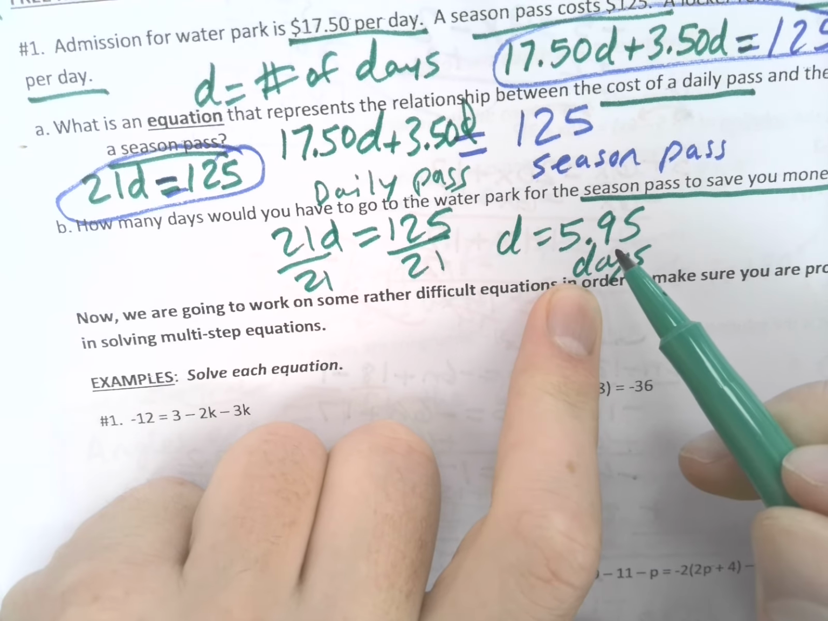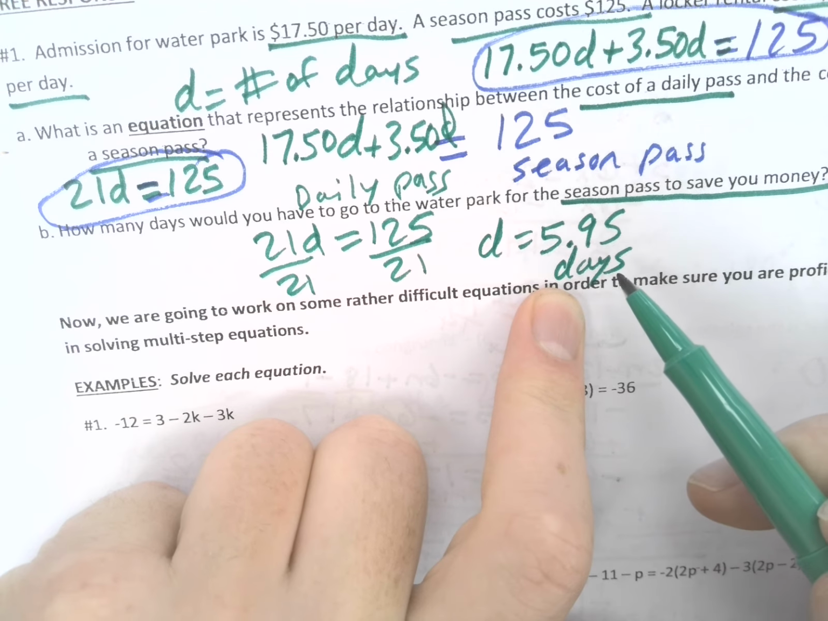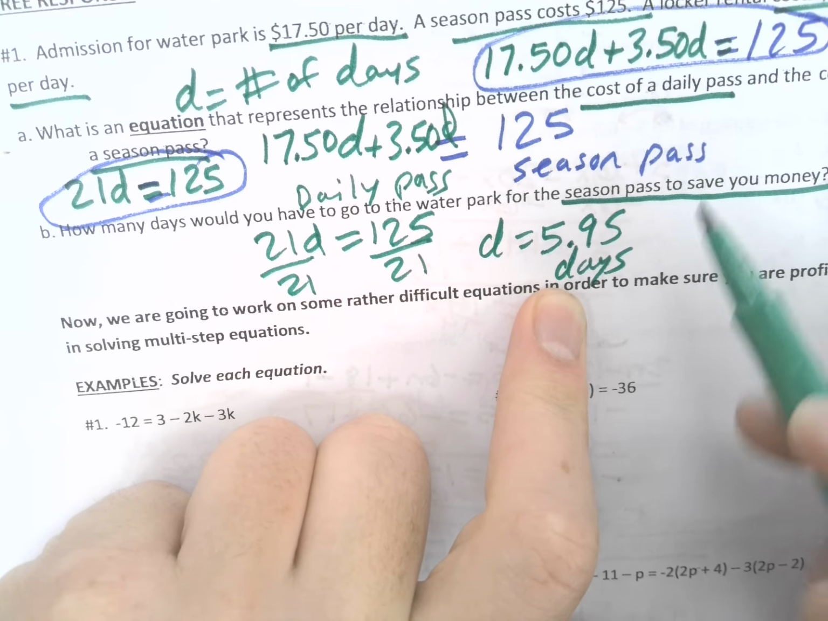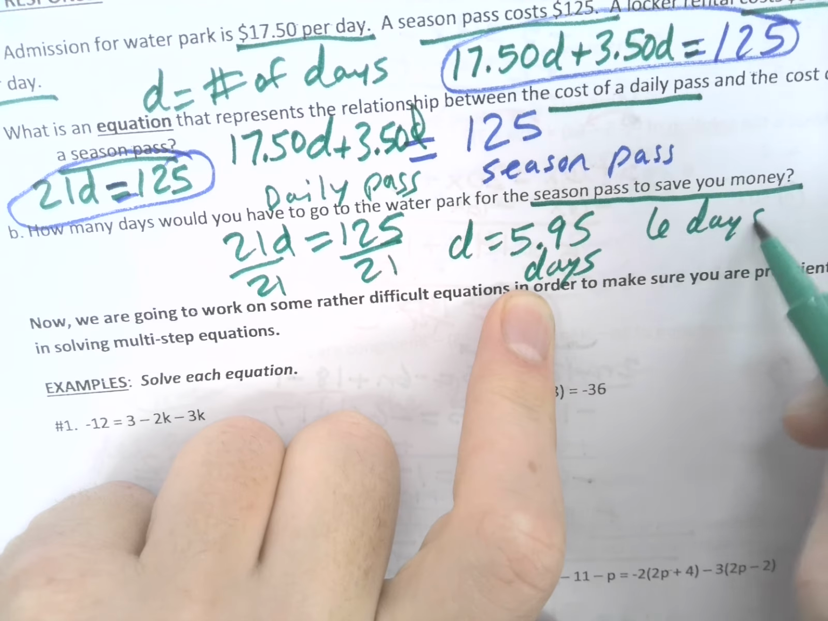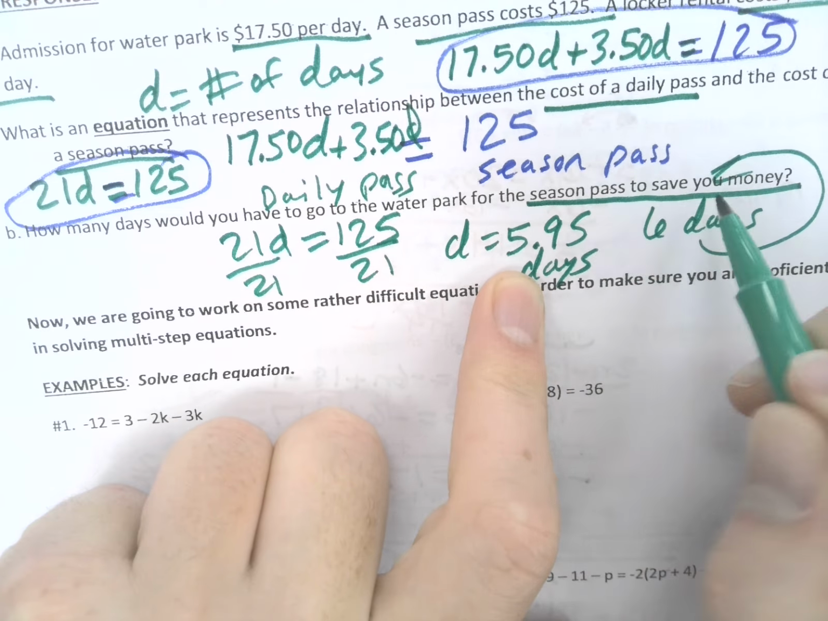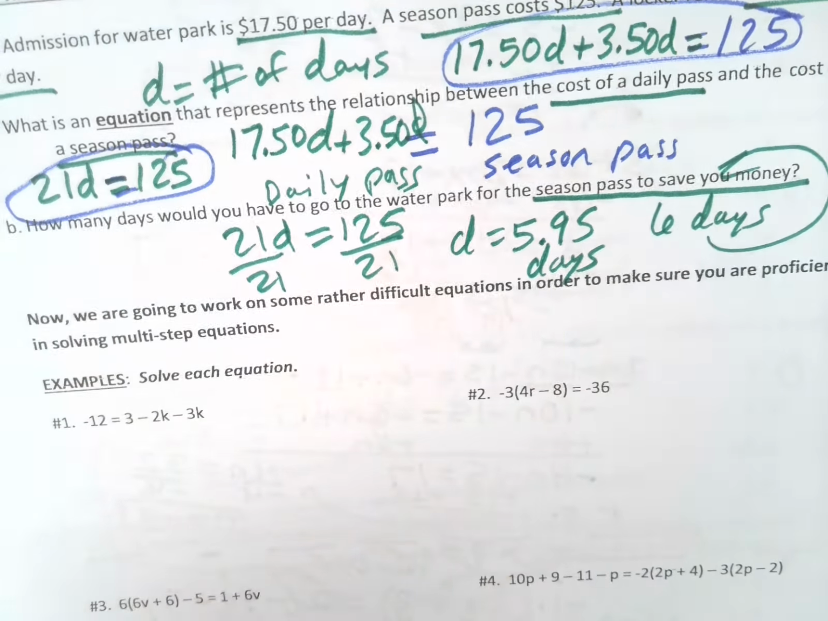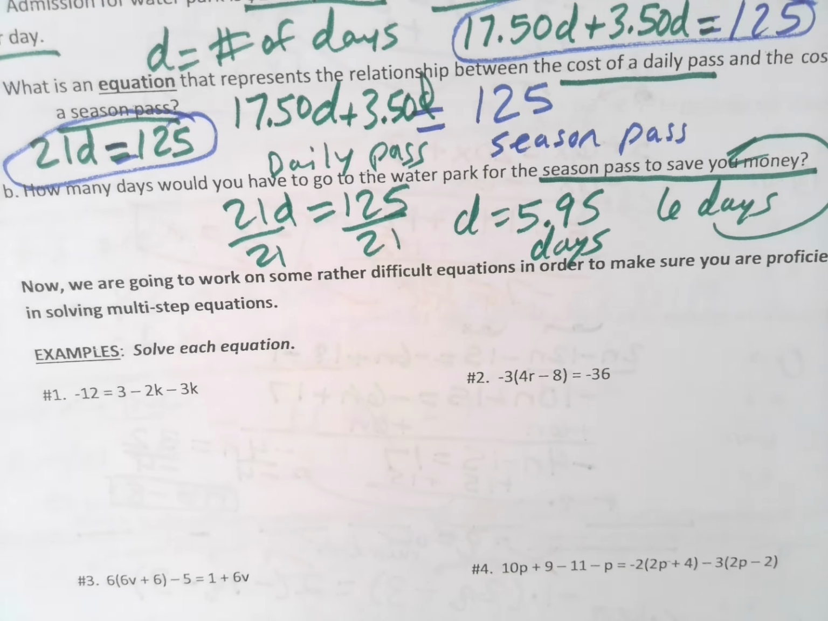Well, when you pay for a water park pass, you can't go 5.95 days. So we would say that if you end up going 6 days, 6 being bigger than that, 6 days after that, you're actually saving money with the season pass. So that's not many days if you go to a water park over the course of a summer. So I would encourage the season pass there.